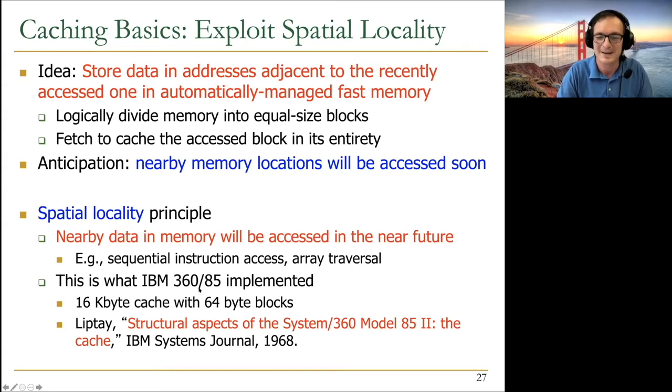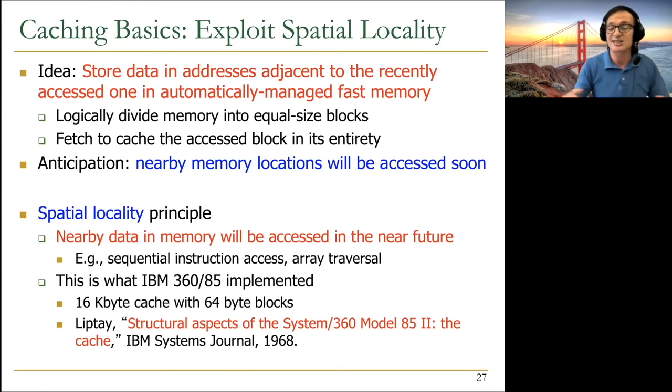plus years right now. But they also implemented the cache, and they had a 16 kilobyte cache with 64 byte blocks. And there's a beautiful paper that talks about how this works. Amazingly, today L1 caches are not so dissimilarly sized, basically. Block sizes are similar. Cache sizes are maybe a little bit larger, but 64 byte blocks are quite common today. And there's a reason for it.